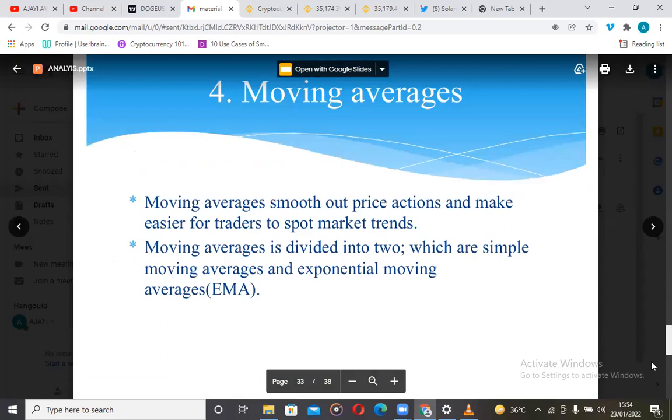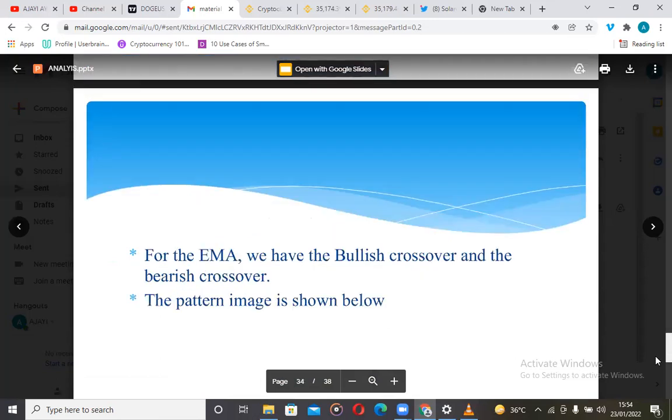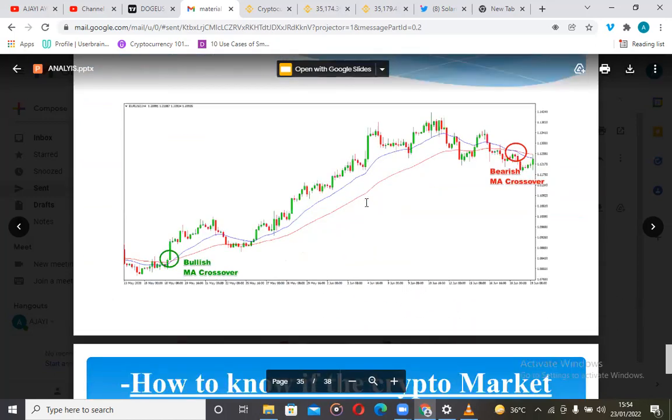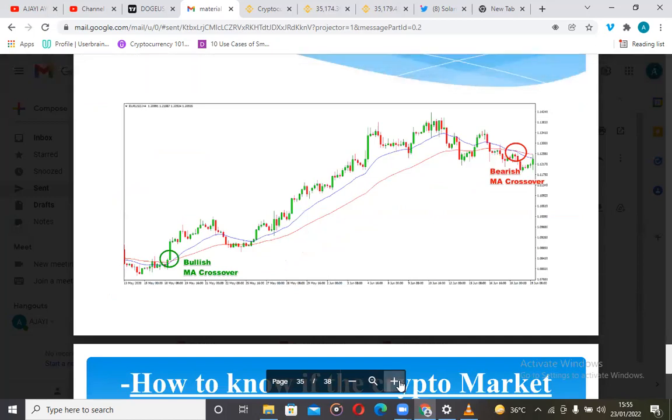Now we have the simple moving averages and the exponential moving averages. The exponential is much more useful to me than the simple. But let me explain this. The exponential shows a crossover. Now let's check this before we go and use it. It's telling you that... let me zoom in.